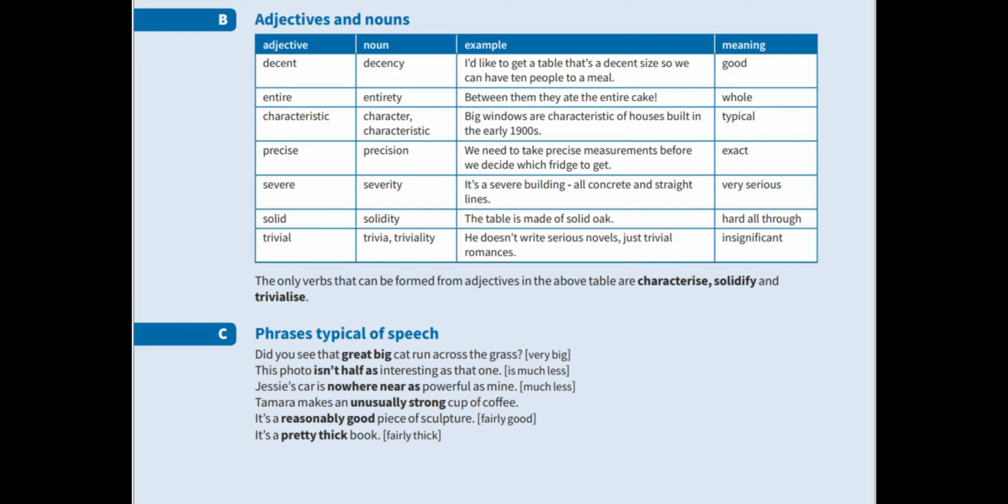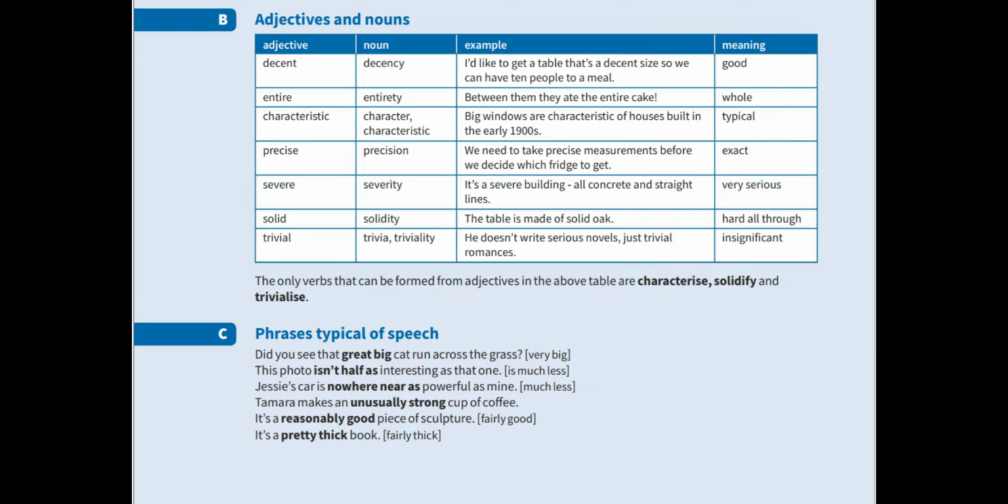The adjective characteristic means typical of a particular person, place, or thing. The related nouns are character and characteristic. For example, big windows are characteristic of houses built in the early 1900s. The adjective precise means exact. The related noun is precision. For example, we need to take precise measurements before deciding which fridge to get.